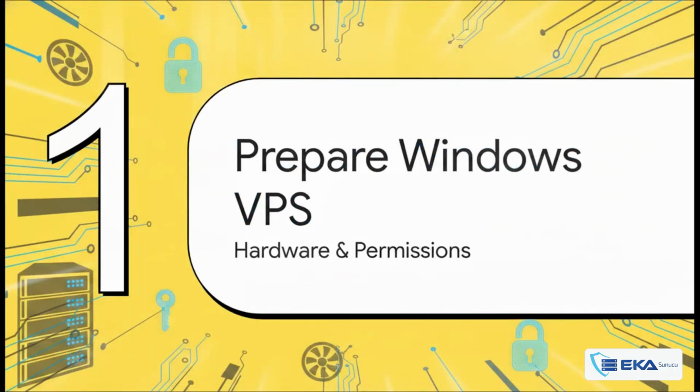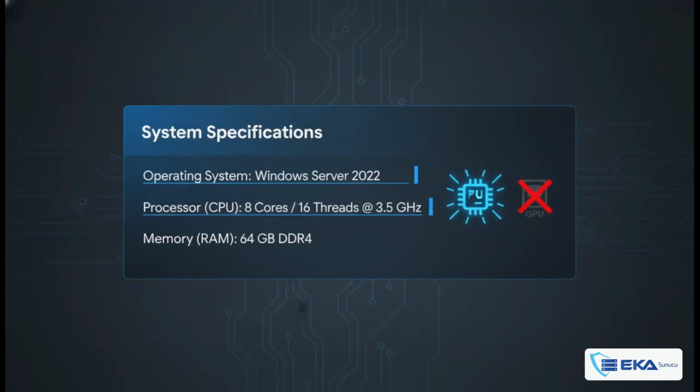All right, Phase 1, preparing your Windows VPS. Let's look at hardware and permissions. Before we actually install anything, we need to verify a few things. Specifically, our Windows Server 2022 OS, along with our CPU and RAM availability. Now, you might be wondering, wait, don't I need some massive, ridiculously expensive GPU to run AI locally? Well, the really great news is absolutely not. These lightweight models can run incredibly efficiently just on your CPU. That makes a standard VPS totally viable for this kind of setup.